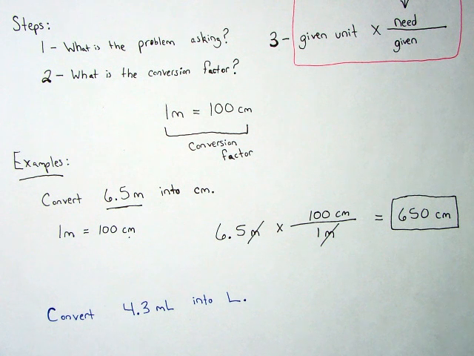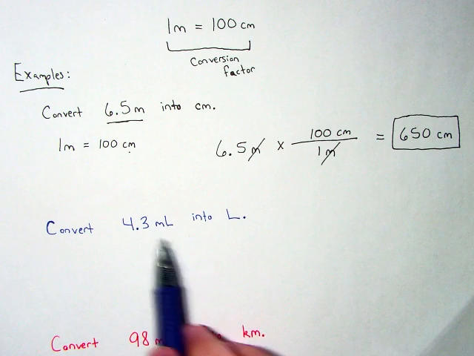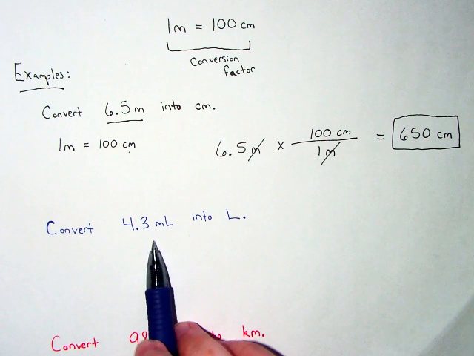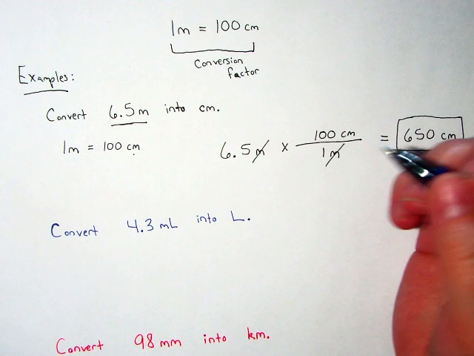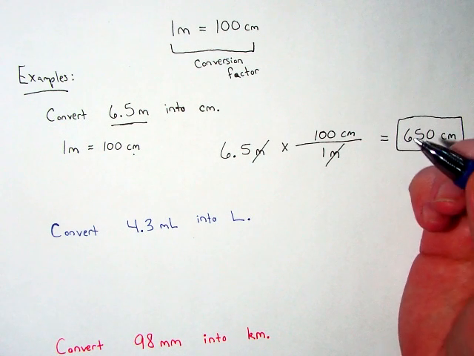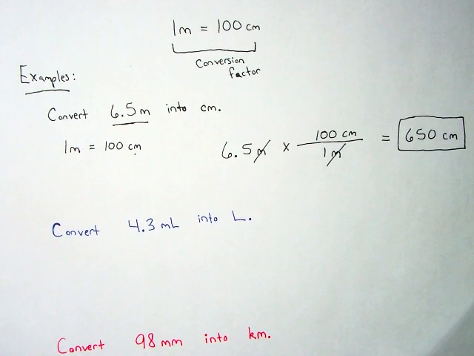All right, let's take a look at the next one. I want to convert 4.3 milliliters into liters. Now, if you already know the conversion factor, you don't necessarily have to write it down every single time. If you already know that 1,000 milliliters is equal to 1 liter, that's great. Probably that'll help you out in the long run because you won't have to keep looking it up.